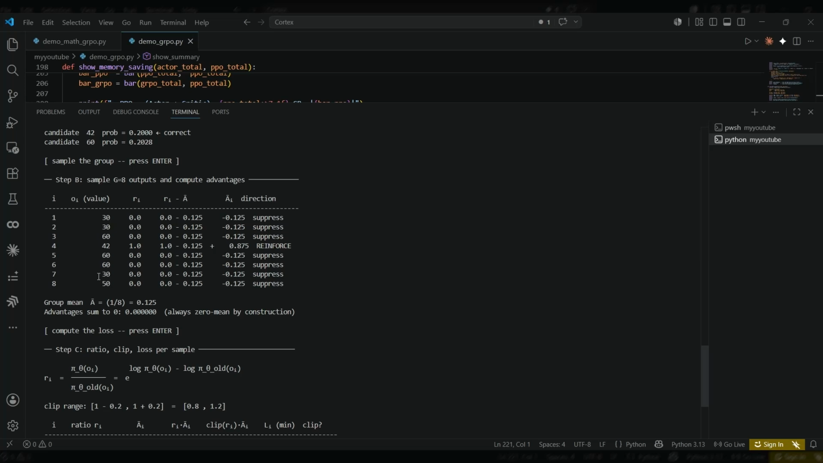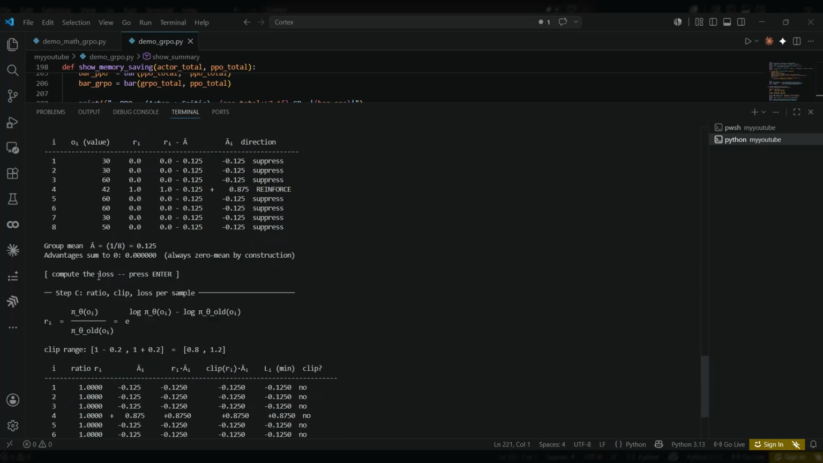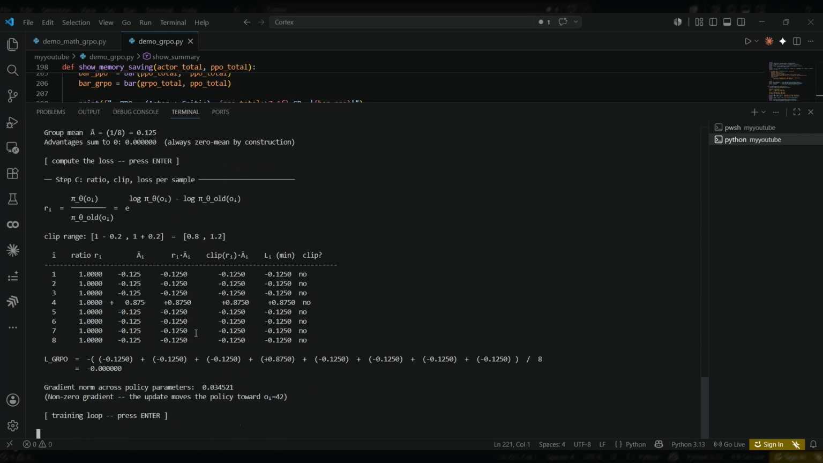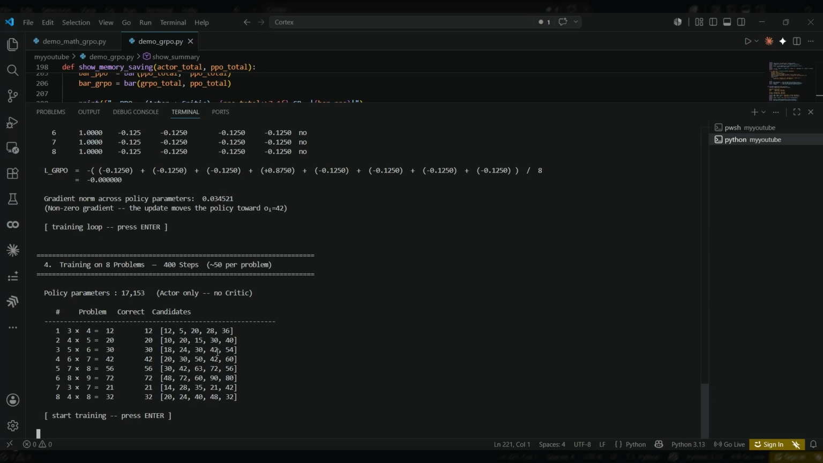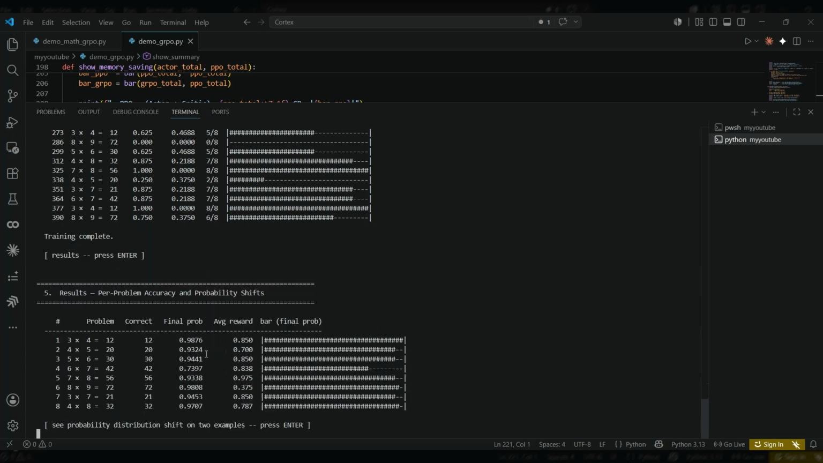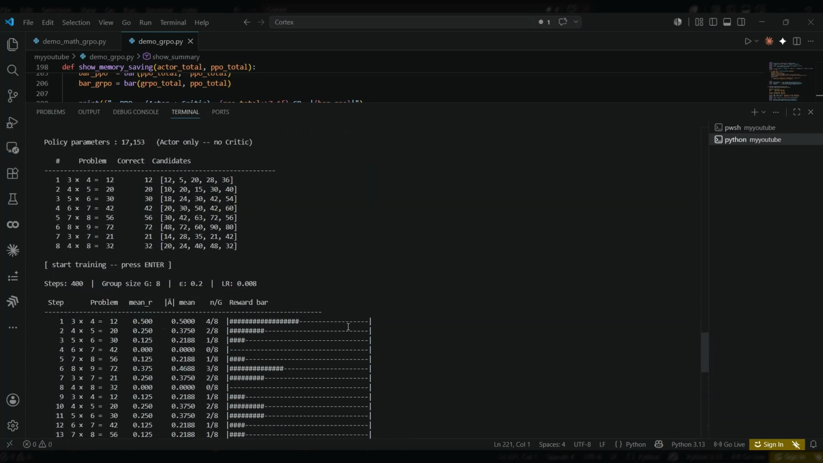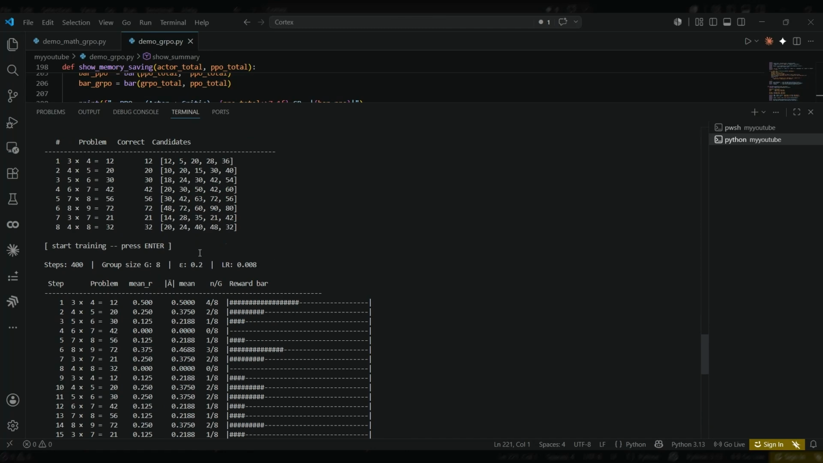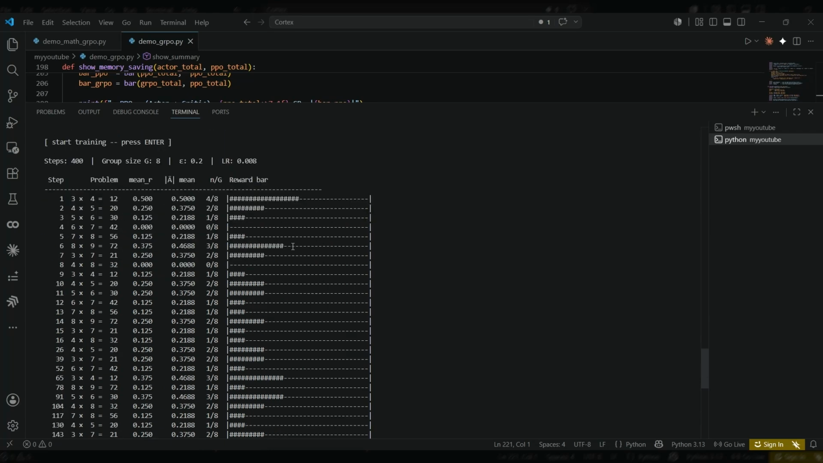So the next step is to sample 8 outputs and compute the advantage. This is done. Now we'll start the training for 400 steps. So it's trained, and we are finished with our training. 400 steps, epsilon is 0.2, learning rate is 0.08.